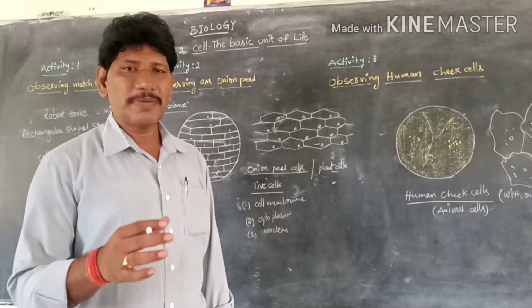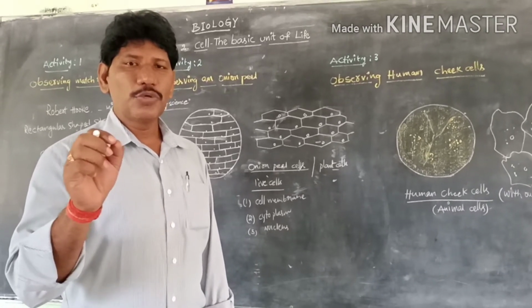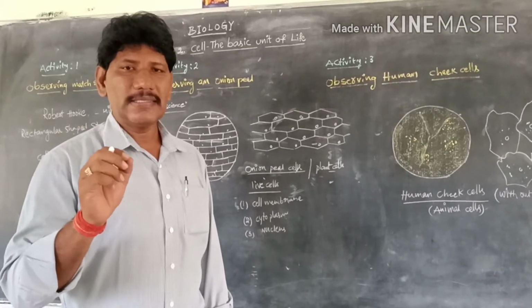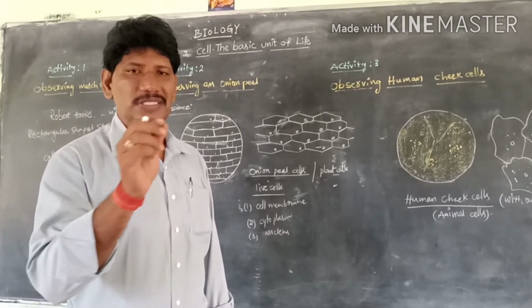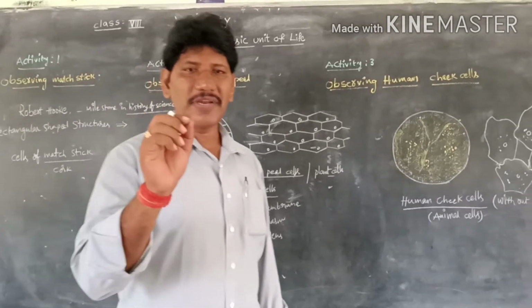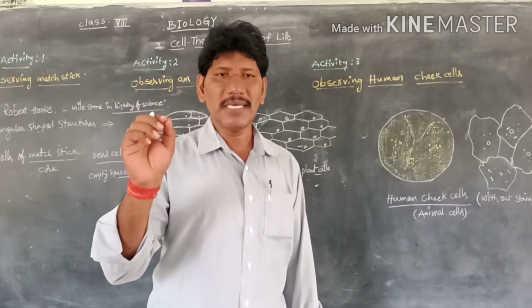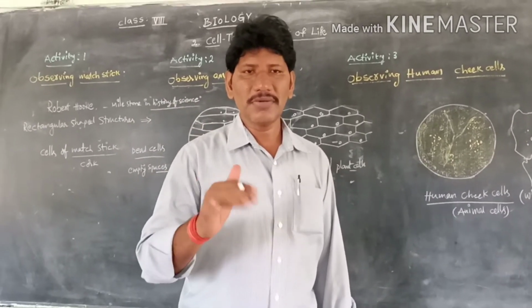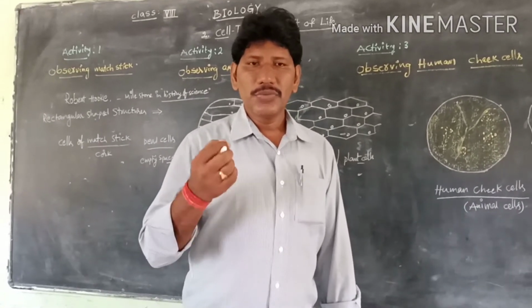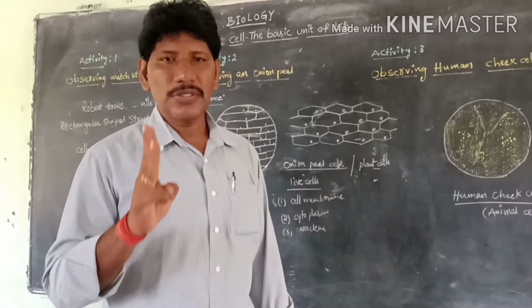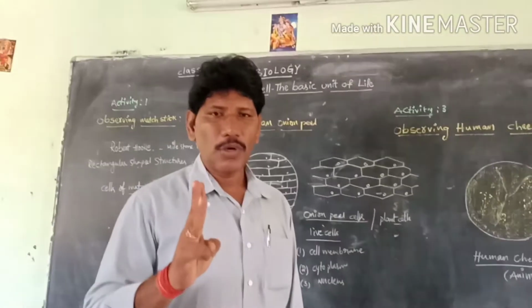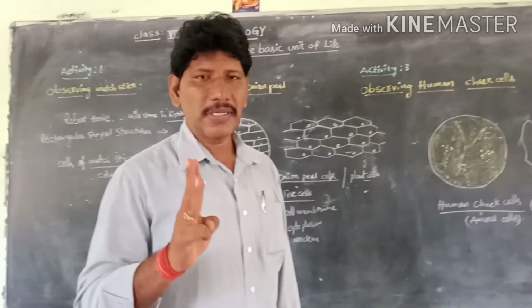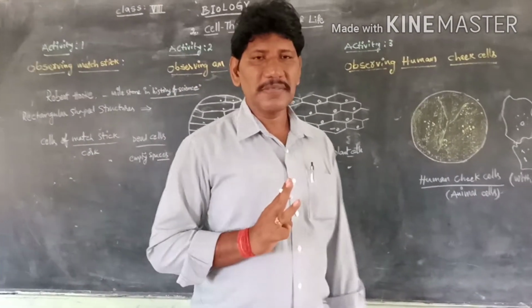Today we are going to explain about the nucleus in onion peel and the nucleus in the human cheek cell, and the significant observation of nucleus by Robert Brown. So I would like to remind once again, today we are going to discuss three more prominent features, particularly about the cell structure.